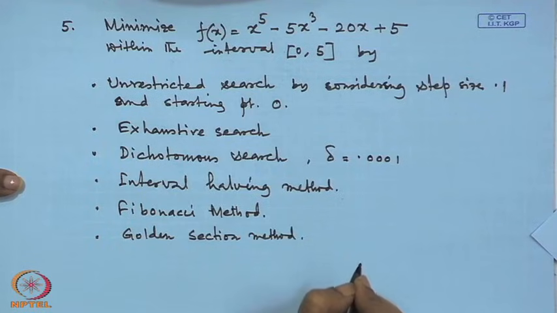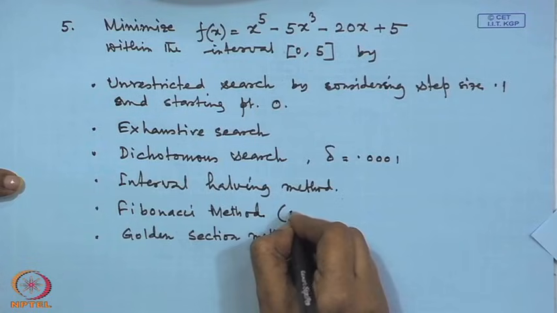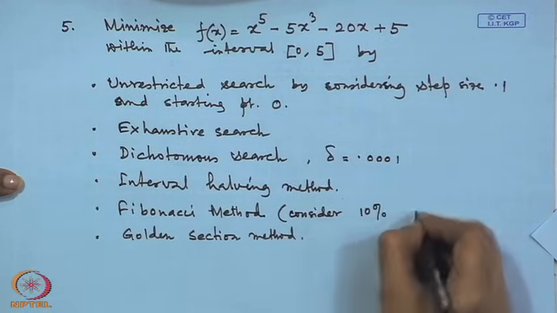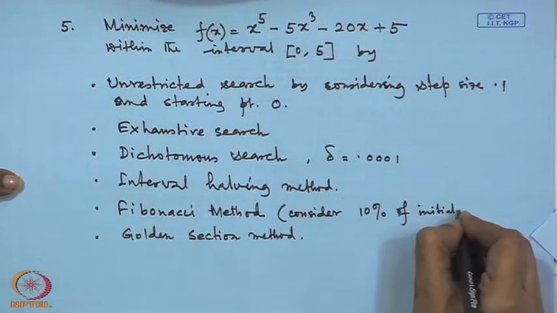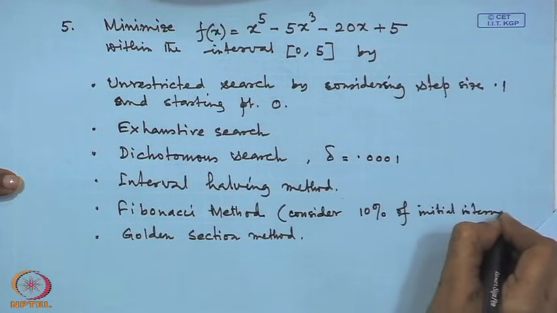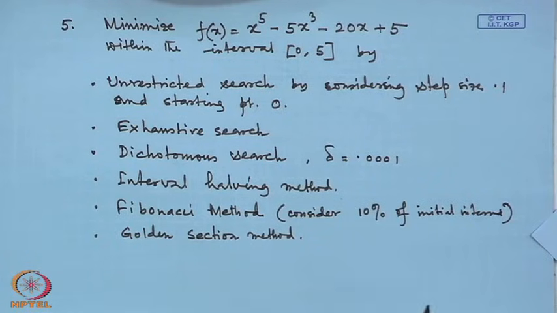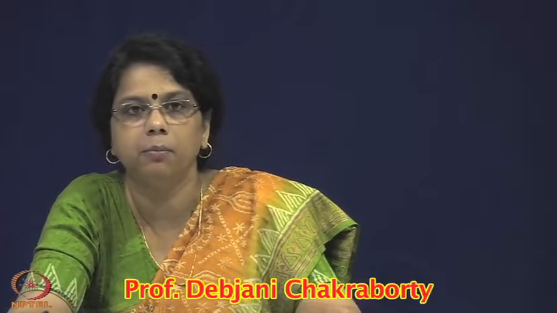And for the Fibonacci method, here you can consider 5% of the initial interval of uncertainty, that is the error limit, and the golden section method accordingly with a smaller interval size, and that is all about the elimination techniques we can implement for solving nonlinear one dimensional programming problems.